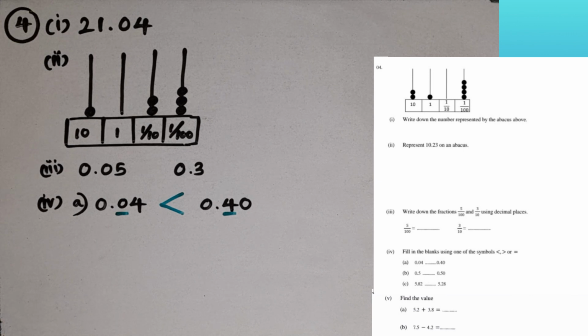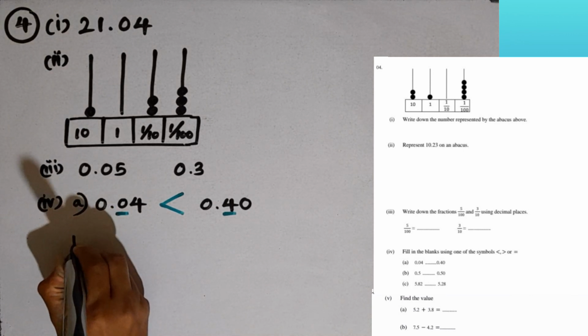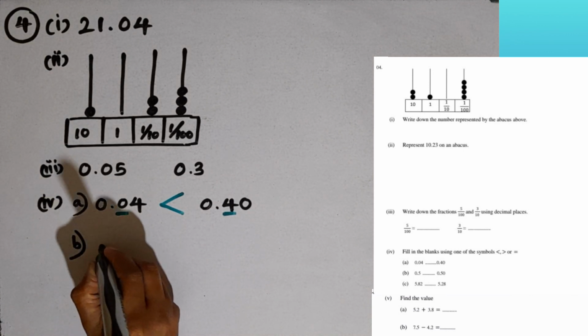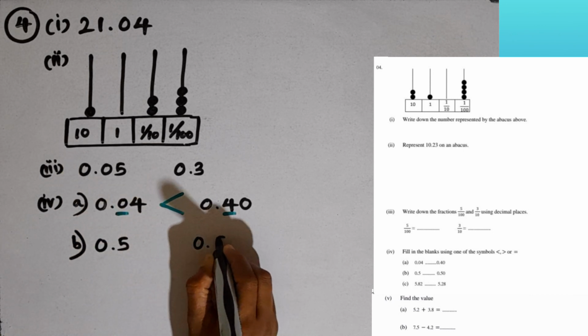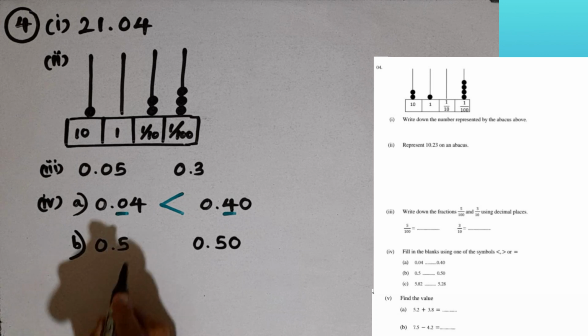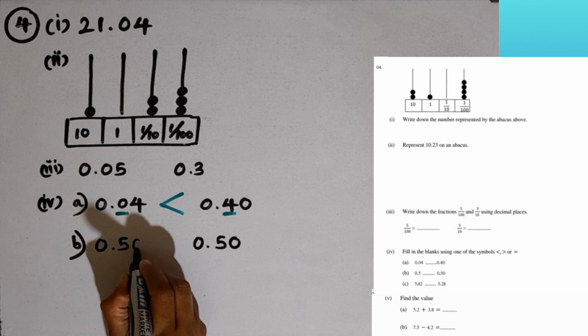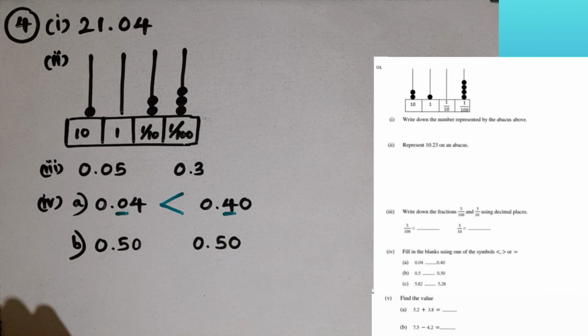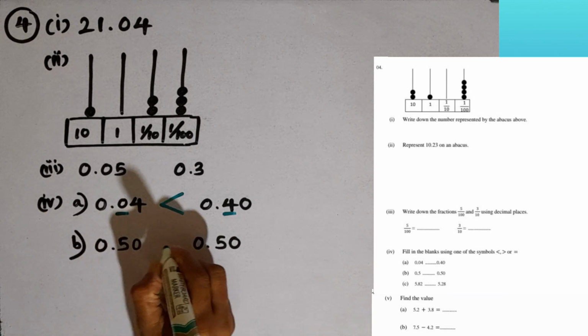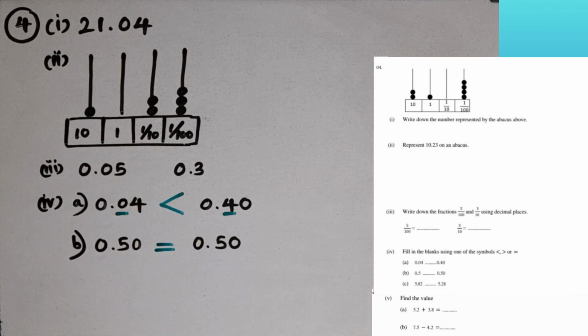Then next one, we are given this: 0.5 and 0.50. In here we can put another 0. If you put any number of zeros after this digit, it does not change the value. So these two numbers are equal in value.